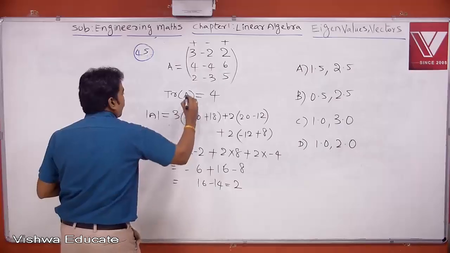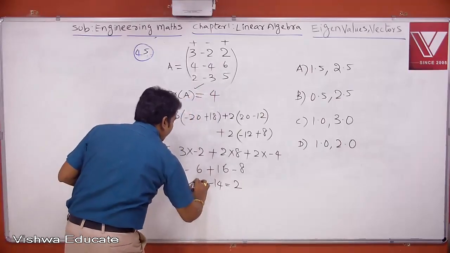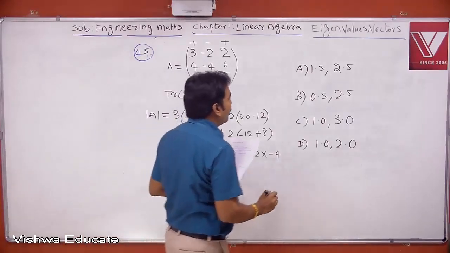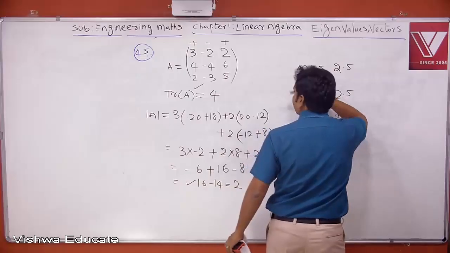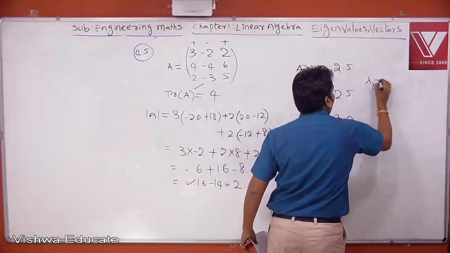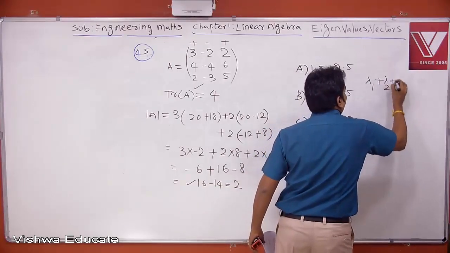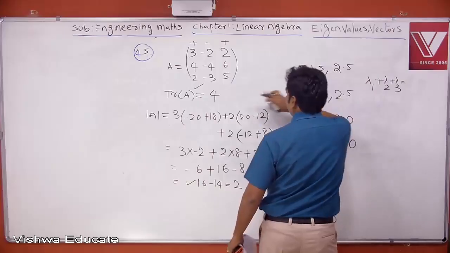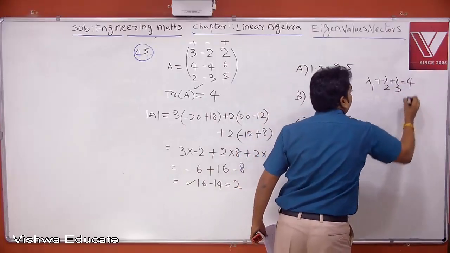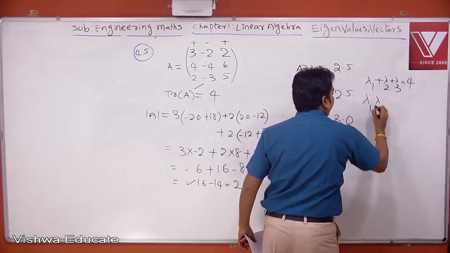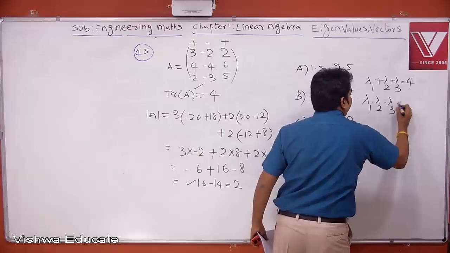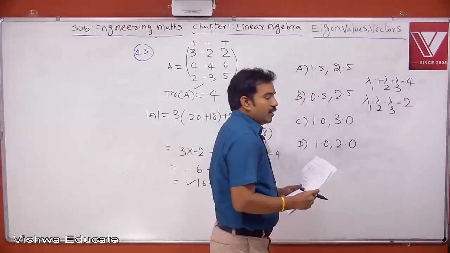Therefore, in this case, the trace value is 4 and the det value is 2. Trace is the sum of eigenvalues, so lambda 1 plus lambda 2 plus lambda 3 equals the trace of this matrix, which is 4. The det of this matrix is lambda 1 into lambda 2 into lambda 3, and det is 2.